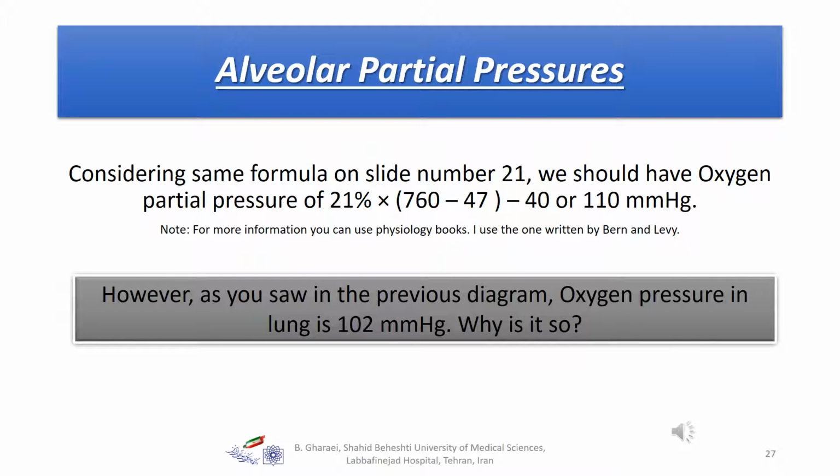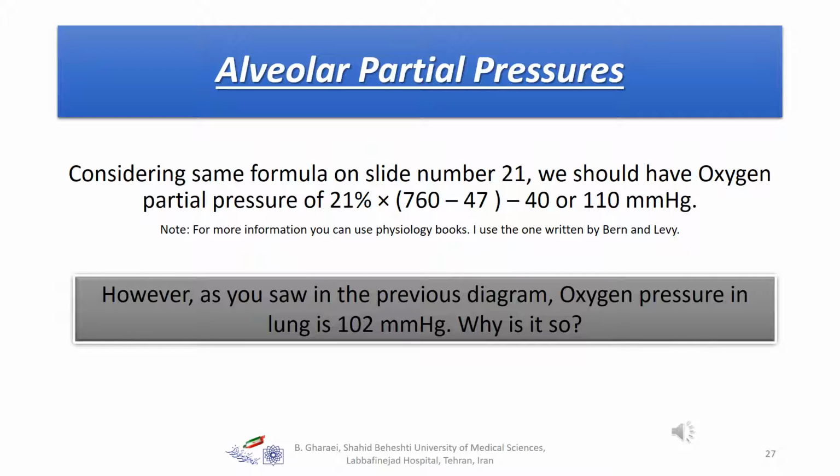So, considering the same formula on slide number 21, we should have oxygen partial pressure of 21% multiplied by 760 minus 47, and the total result minus 40, which will result in 110 millimeters of mercury. Okay? And we come to the gray box.